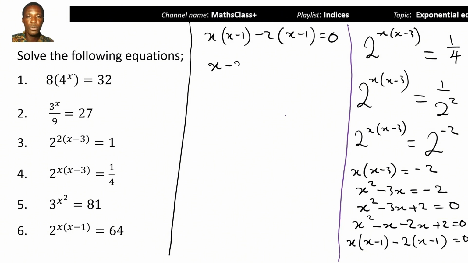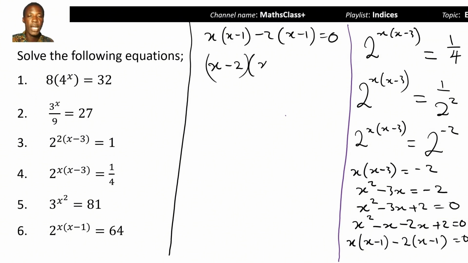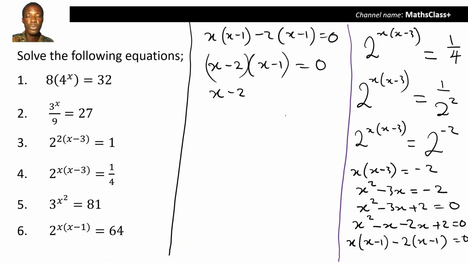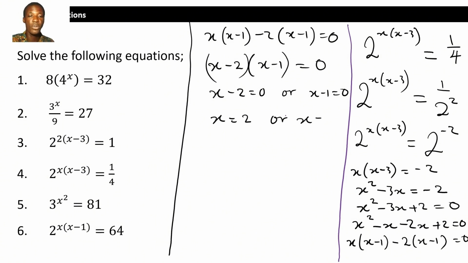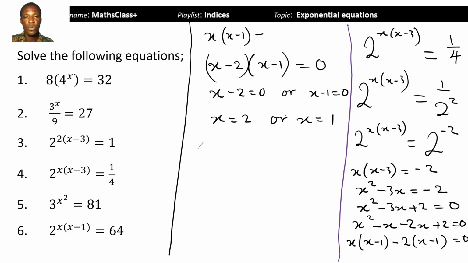So x minus 2 multiplying x minus 1 is equal to 0. So x minus 2 is equal to 0, or x minus 1 is equal to 0. So x is equal to 2, or x is equal to 1. So that is it for example 4. Example 5. As I clean, you also work it.